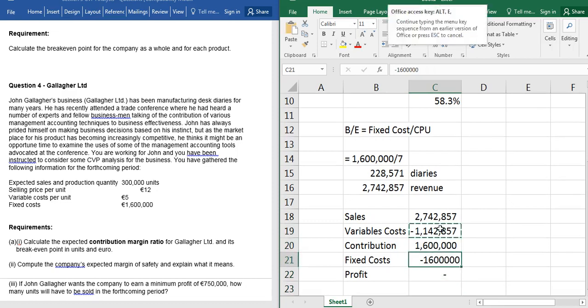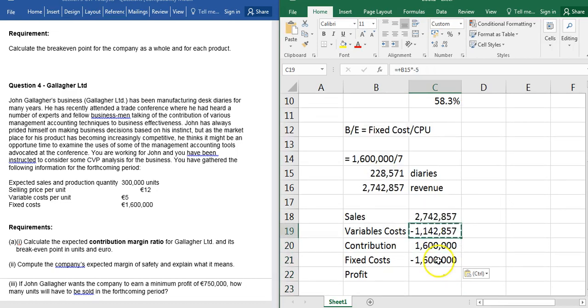So we know there we're correct, and you can always just sense check that very quickly just to make sure you've done the right break-even calculation. We can prove here that if we sell 228,500 diaries, we'll just break even. Our contribution will just cover our fixed costs.